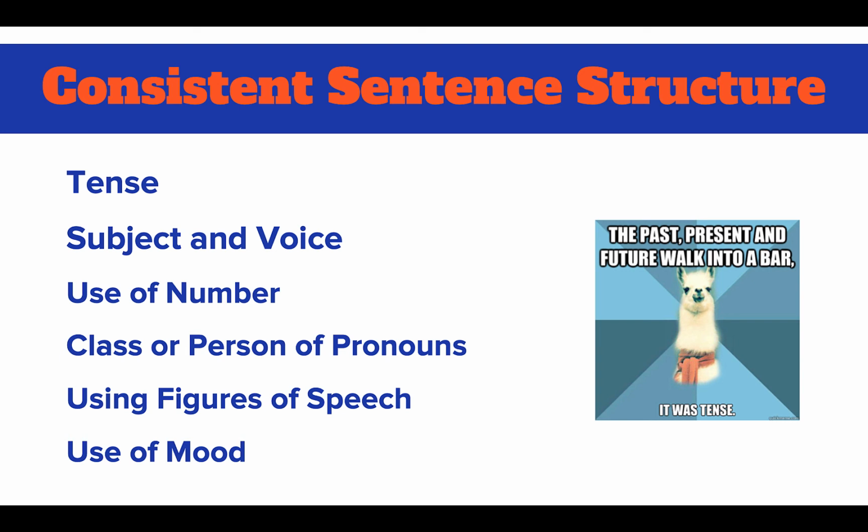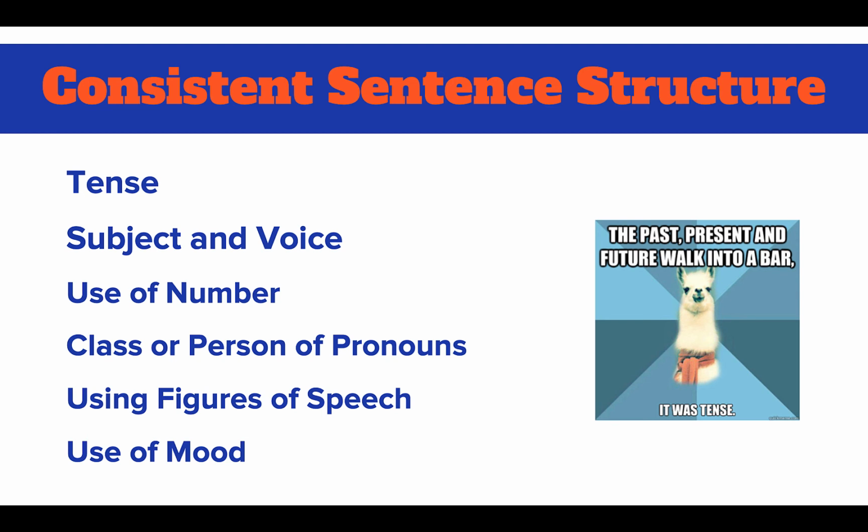Okay, some of these other ones are pretty straightforward. They're kind of obvious, like use of number. You shouldn't switch from singular to plural in a sentence, right? That's pretty obvious. If you do, it just sounds weird. It's confusing, right? And so pronouns need to agree in number with their antecedents as well.